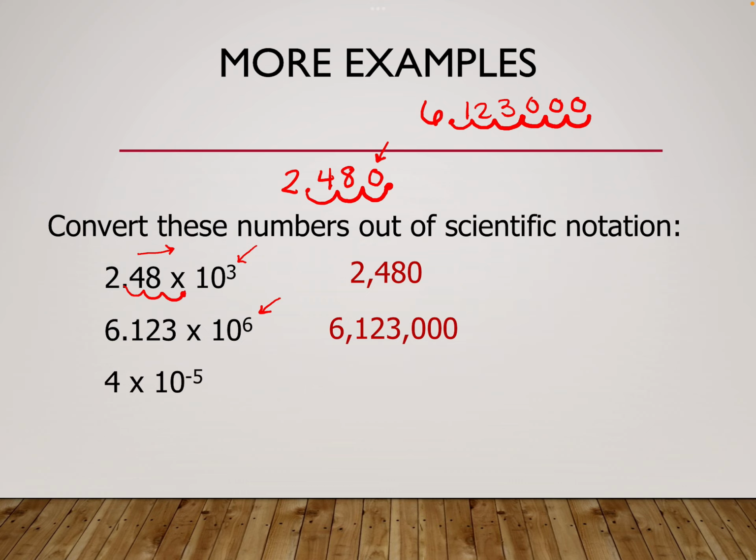Let's try this one. Now, do you see we have a negative exponent? Since we have a negative exponent, that's telling us it's a very small number. So we're going to move the decimal point the other way. So it was here. So we're going to go 1, 2, 3, 4, 5. So that's where our decimal point ended up. I'm going to put a 0 in the front and then fill in all of the other zeros. Okay, so it looks like that.